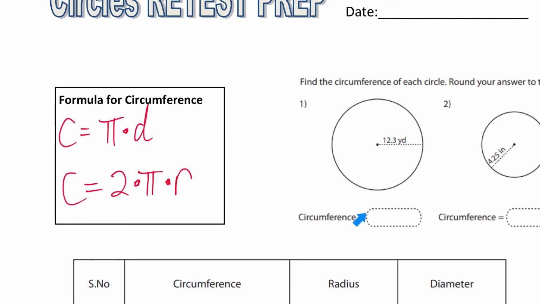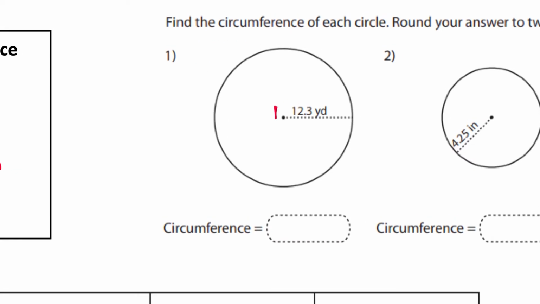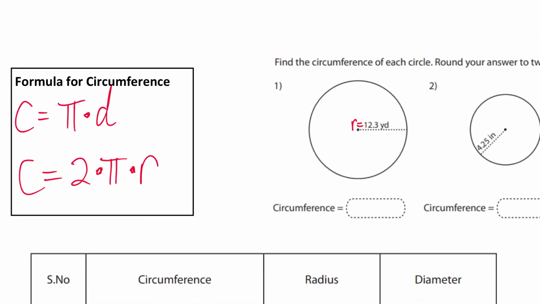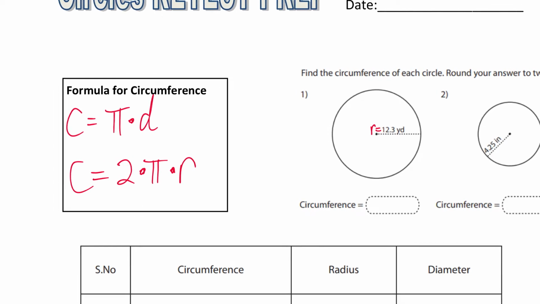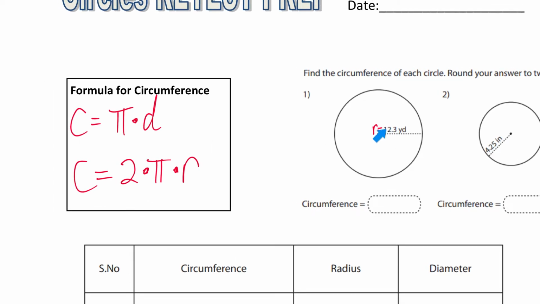So on this circle right here, I just want to find the circumference. So this 12.3, is this the radius or diameter? Radius. That is a radius. The diameter goes all the way across through the middle. It's a chord through the center. So that's the radius. So when I know the radius, which one of these two do you think I'm going to use? Top or bottom one? The bottom one, 2 pi r. So I'm going to go 2 times pi times 12.3.